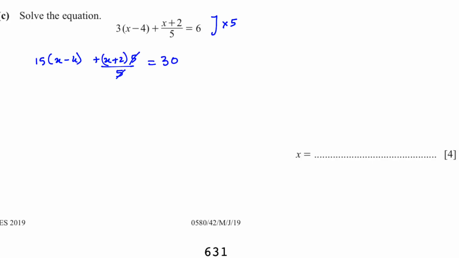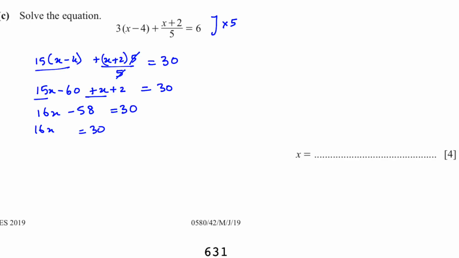This 5 gets cancelled and we will get, now we are going to expand this bracket here, 15x minus 60 plus x plus 2 is equal to 30. Add the like terms together, 16x minus 58 is equal to 30. Negative 58, when we move it to the other side, will become positive 58. So we got 88 and divide by 16. 88 divided by 16 is 5.5. So that's our answer here.